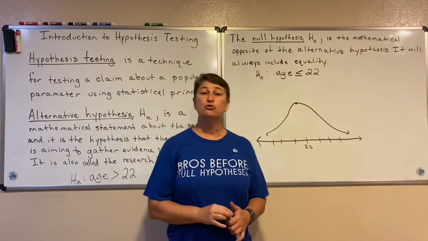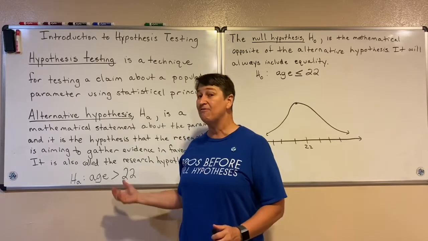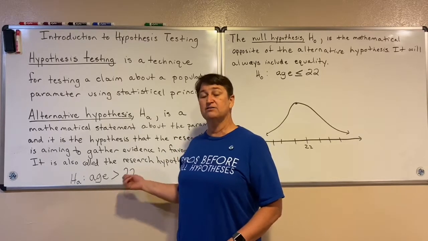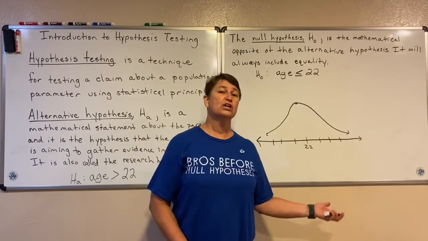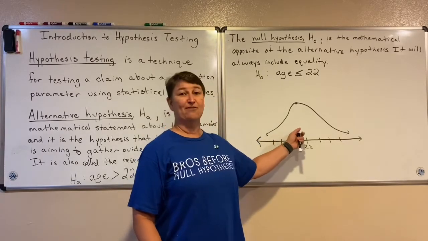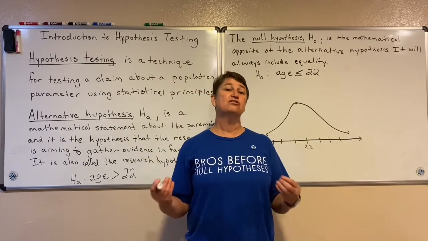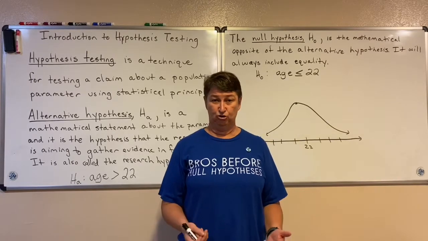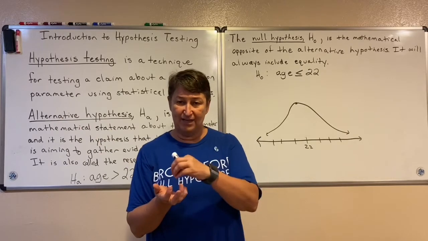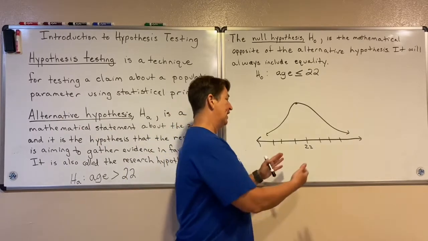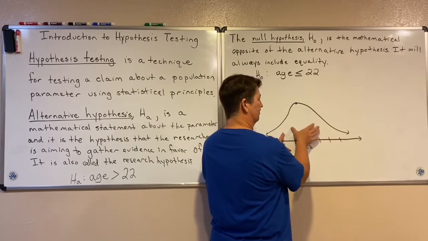Now, what we're going to do is go out and gather evidence. We're going to try to find enough evidence to convince us that maybe the age has gotten older than 22, or we're going to look for evidence that shows us that the age is not greater than 22. So when we go out and collect the sample and find that sample mean, we know that 95% of the time my sample mean should fall within 2 standard deviations.